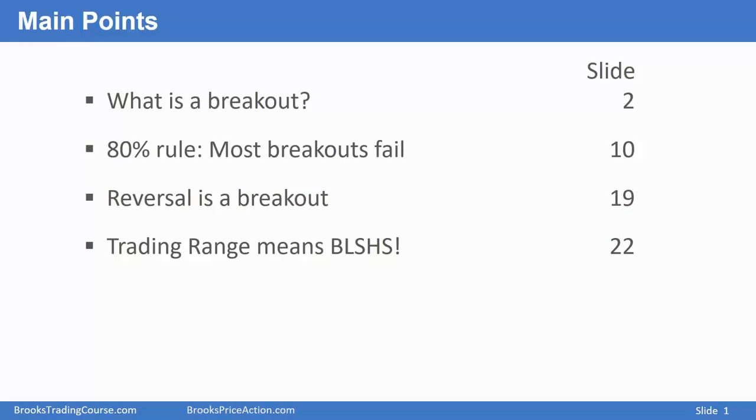I'm going to begin by talking about exactly what I mean by a breakout. I'll then talk about my 80% rule, and that is in part that 80% of breakouts fail. Next, I want to make a point about every reversal being a breakout. And finally, since breakouts fail in a trading range, traders need to buy low, sell high, and scalp.